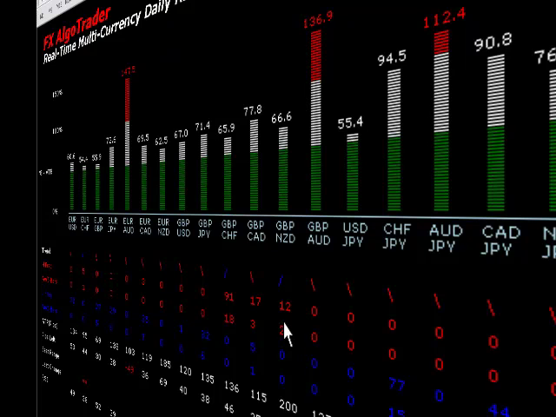Obviously this is a fluid picture, constantly fluid. We've just seen the New Zealand dollar has just started to perk up a bit. We've seen 12 new highs in the last 4 hours, no lows whatsoever, so again that's probably a good candidate to investigate.